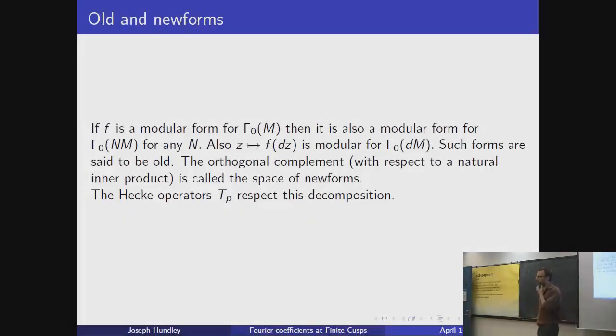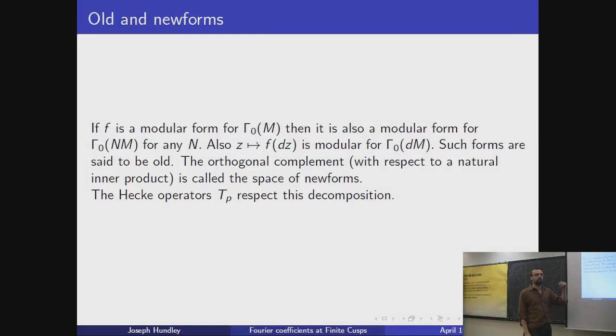So before getting into some of the results, I should tell you one more thing, which is what a new form is. So here's what's going on there. If you have a modular form for gamma_0(N), that's such and such holds for every element in gamma_0(N). And in particular, it remains true if you replace gamma_0(N) by a subgroup. So an element of SL2(Z) is in gamma_0(6) if its lower left entry is divisible by 6, which is certainly the case if its lower left entry is divisible by 12. So when you pass from M to any multiple, if you're modular for gamma_0(M), you're also modular for gamma_0 of any multiple of M.